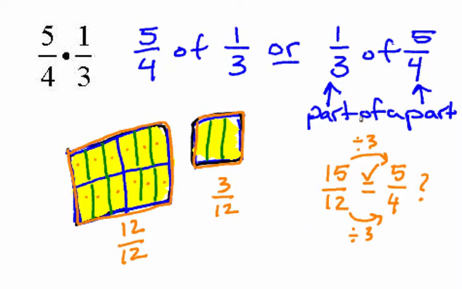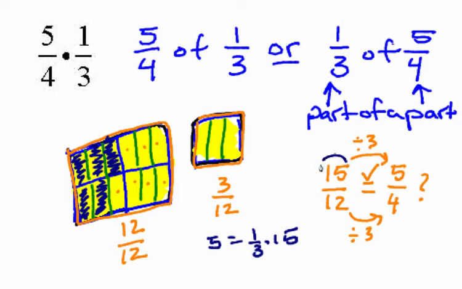So how many of these did I want to take? I wanted to take 1/3 of these now 15/12. I want to take 1/3 of them. 1, 2, 3, 4, 5. That is 1/3 of them because there are a total of 15. So 5 is 1/3 of 15. And I have 15/12, so I need 5 of these to be the 1/3 of my original 5/4.